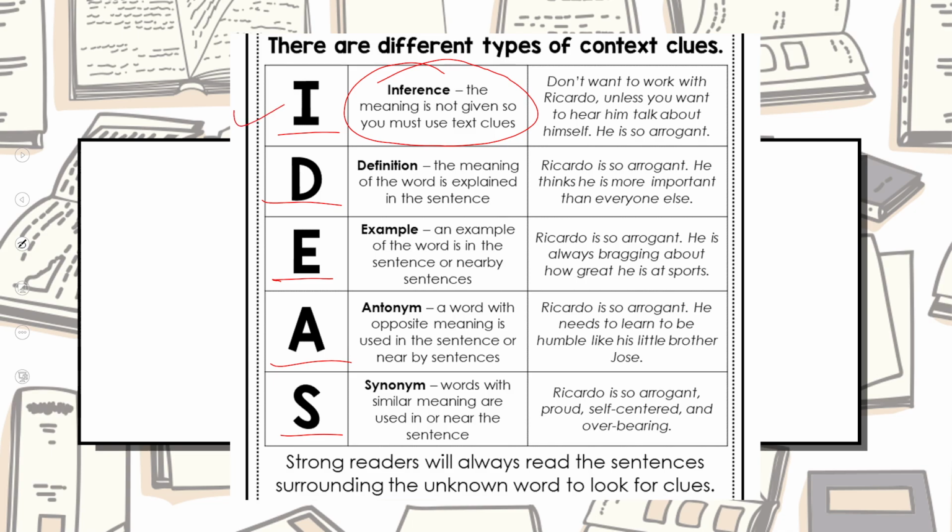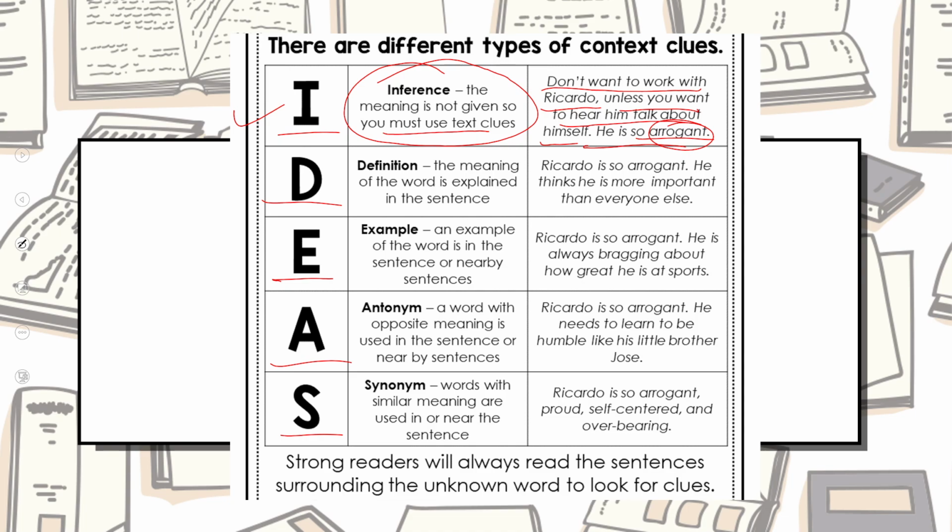Inference: the meaning is not given, so you must use text clues. Now here we are going to use the textual clues. Don't want to work with Ricardo unless you want to hear him talk about himself. He's so arrogant. What do you mean by the word arrogant? Somebody who's self-obsessed and always talking about themselves.